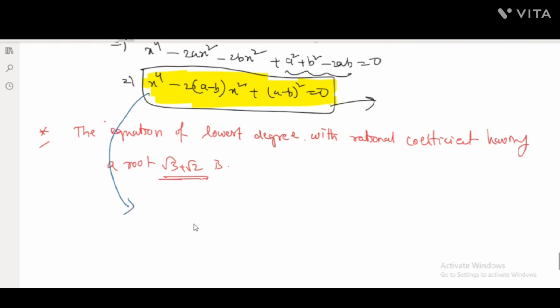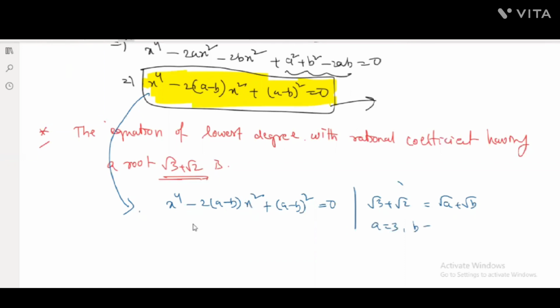This is the formula, that is x power 4 minus 2 times of a plus b into x square plus a minus b whole square is equal to 0. What they have given is root 3 plus root 2. Let's compare this with root a plus root b. So we will get a is equal to 3, b is equal to 2.